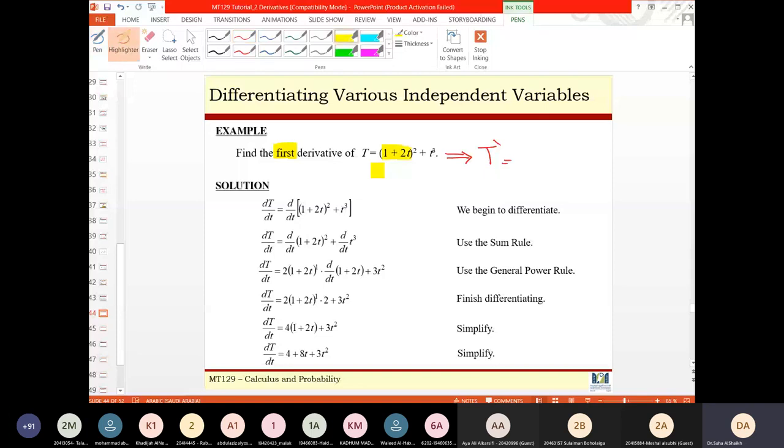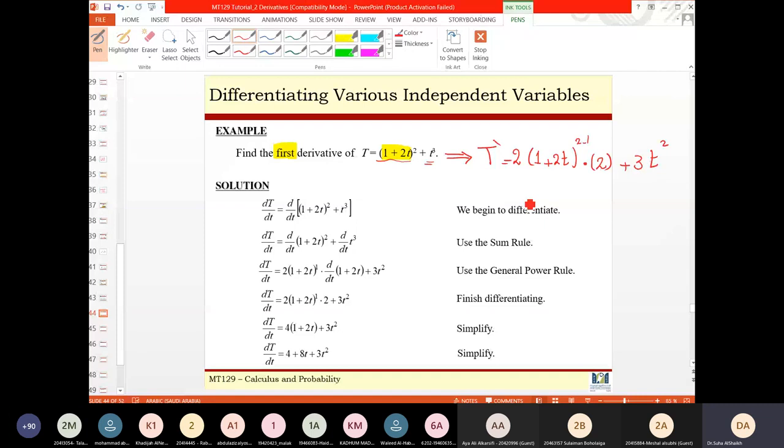So the derivative of this one is 2 multiplied with (1 plus 2t) to the power 2 minus 1, multiplied with the derivative of what is inside. What is the derivative of 1 plus 2t? It's actually just 2. Right? This is for the first part. And what's the derivative of t cubed? The derivative of t cubed is 3t squared.